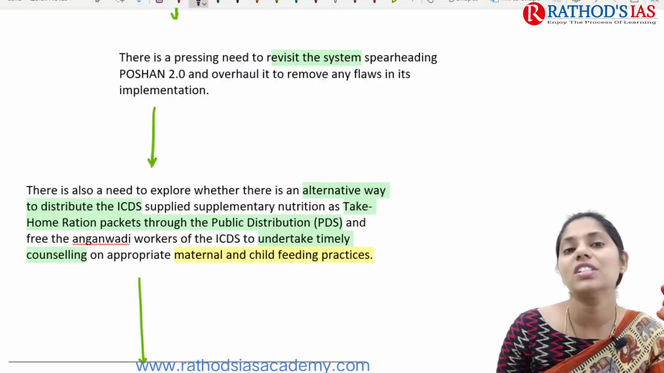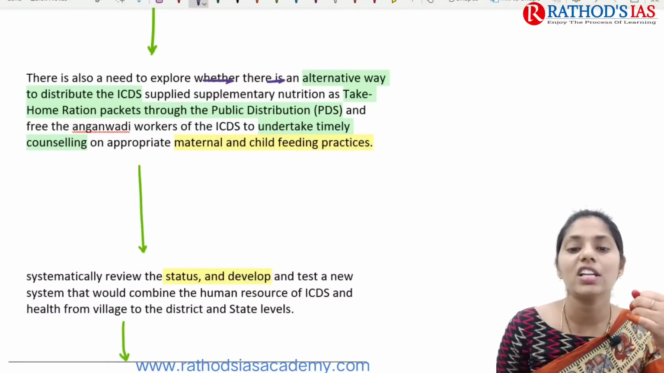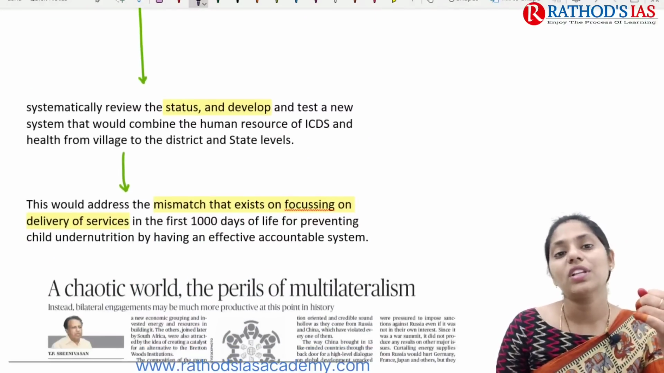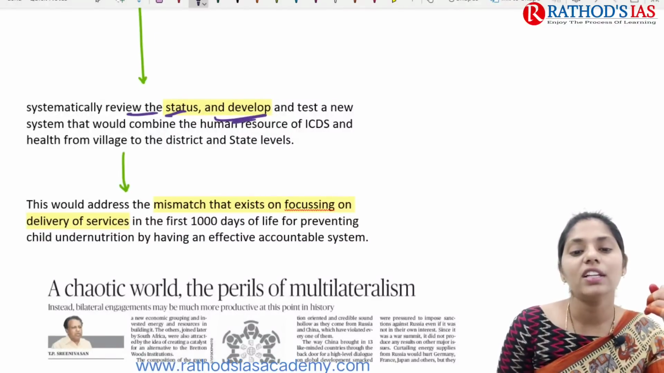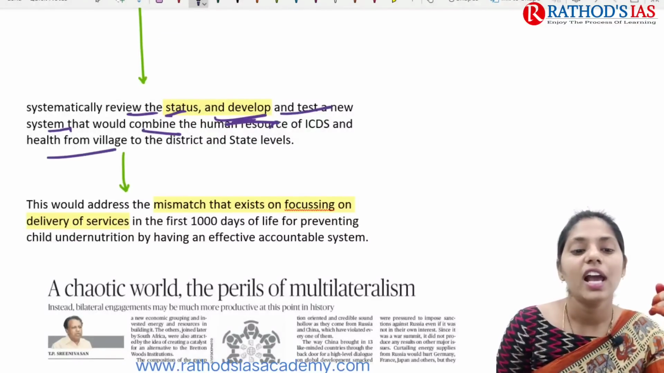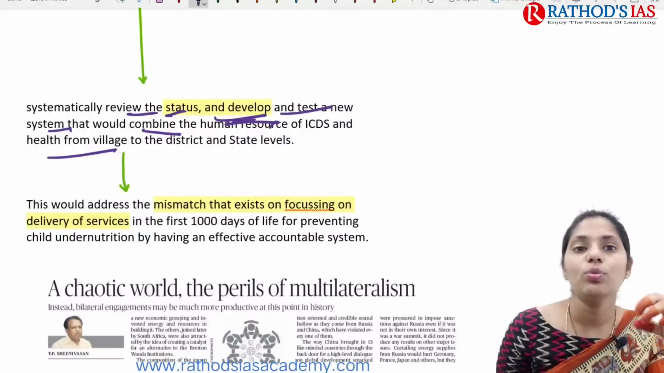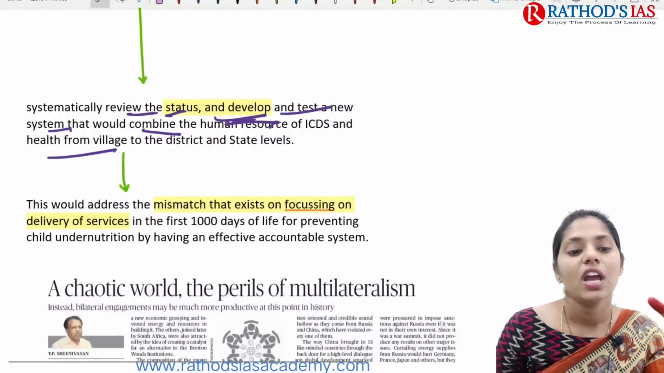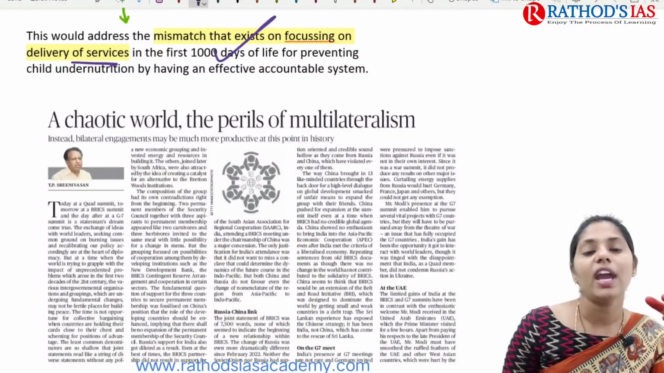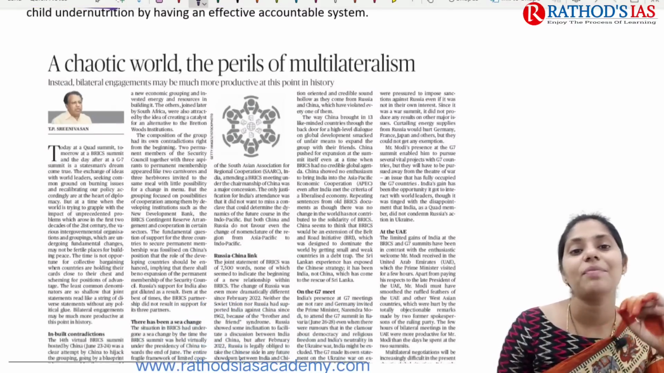And next, we need to revisit the system and remove the loopholes or leakages. There is also a need to explore whether there is an alternative way to distribute ICDS and PDS. We need to systematically review the status and develop and test a new system that would combine human resources and help from the village. If there are any loopholes, we need to take them off and go for upgradation. And next, we need to address the mismatch that exists in the delivery of services. The author says that the first 1,000 days of life are very important, especially to decrease the under 5 mortality rate. So this is about this topic.